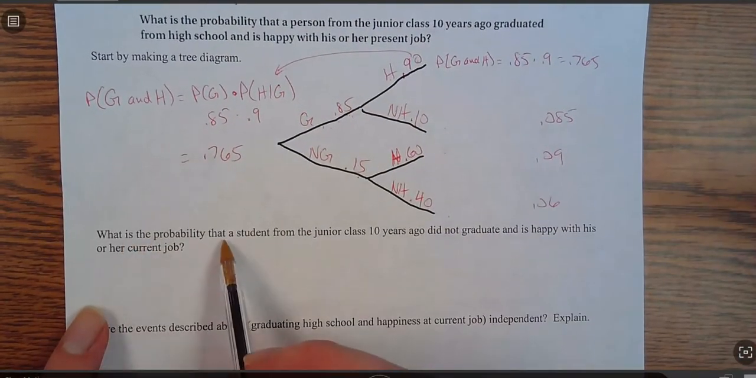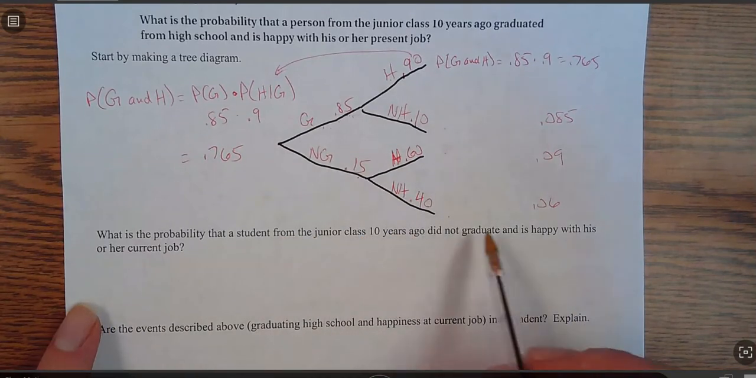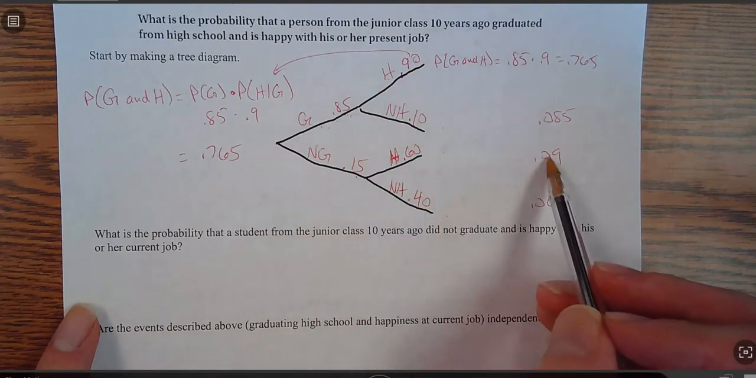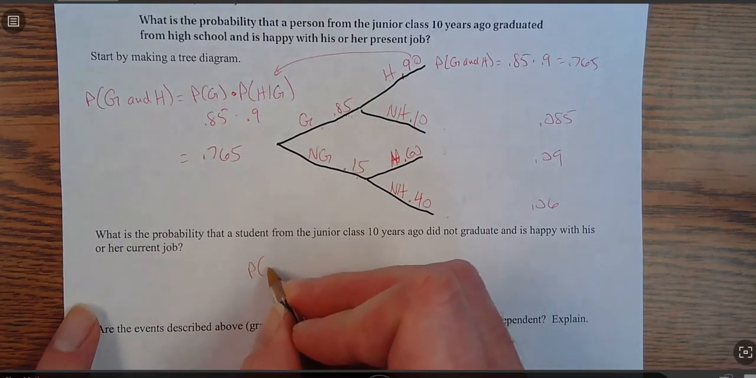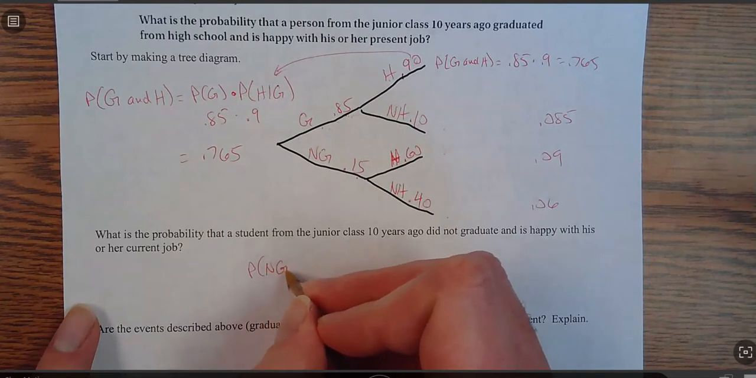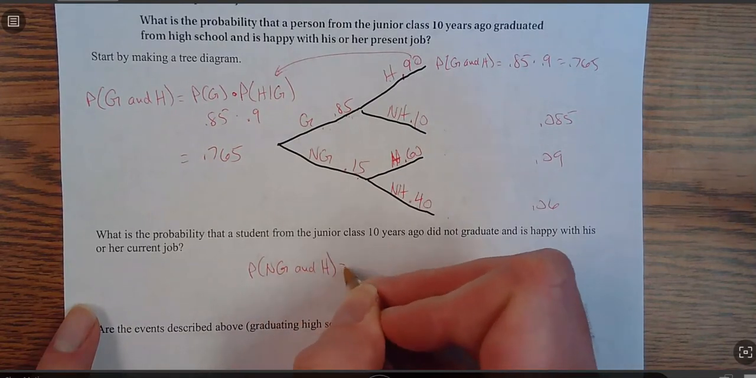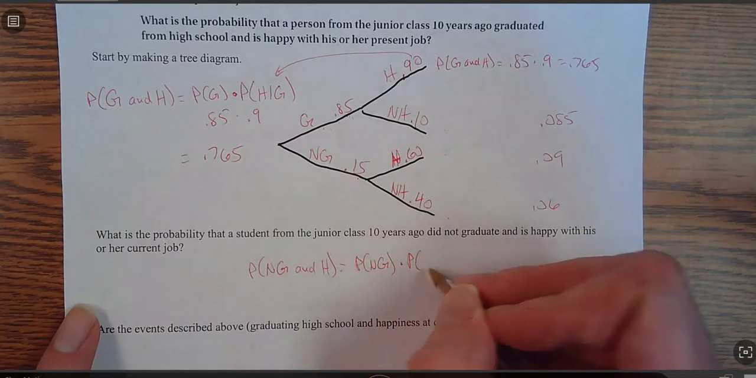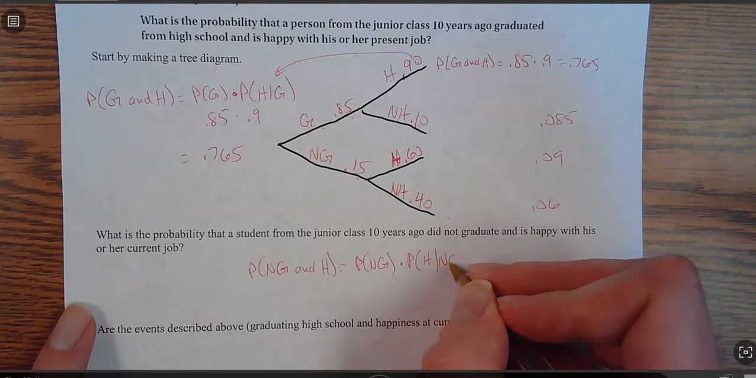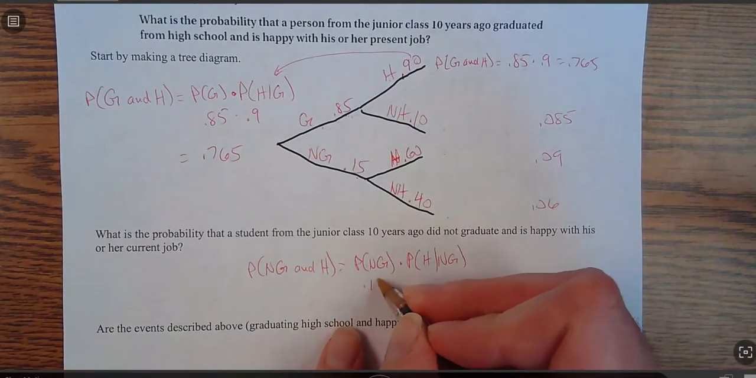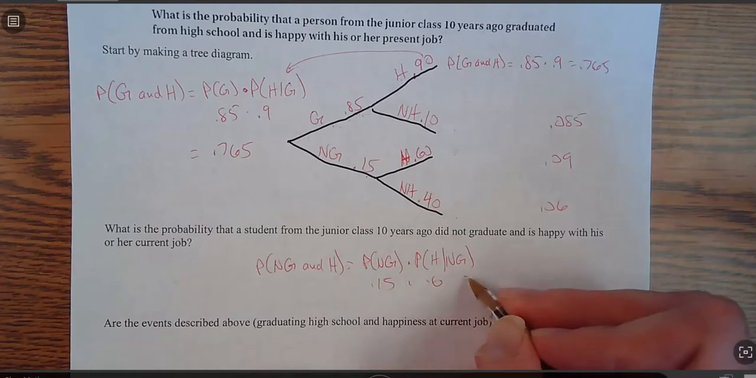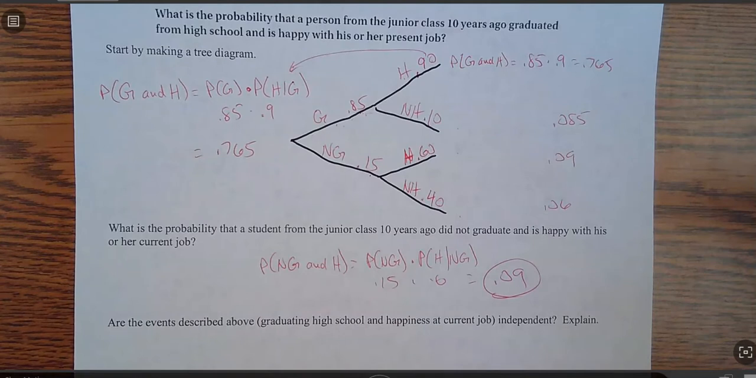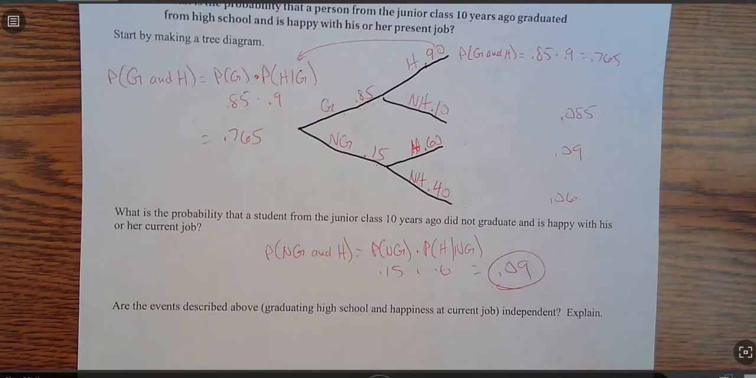Now, what is the probability that a student from the junior class 10 years ago did not graduate and is happy? Did not graduate and is happy, 0.09. So the probability of not graduate and happy is going to be the probability of not graduate times the probability of happy given not graduate. So this is 0.15. This was 0.6. Well, my tree diagram kind of took care of all this for me, so I could skip a little bit there, but I just laid it all out here.